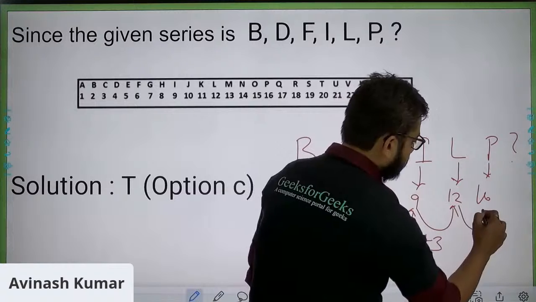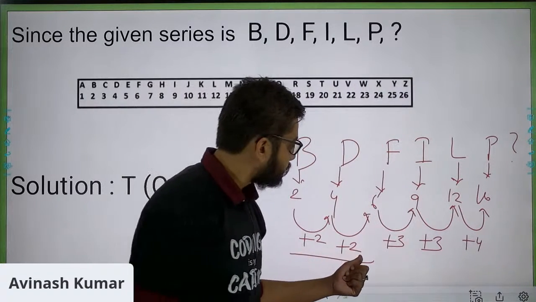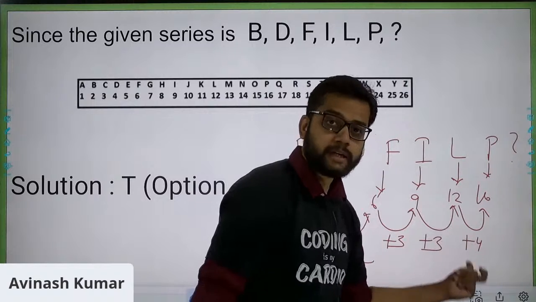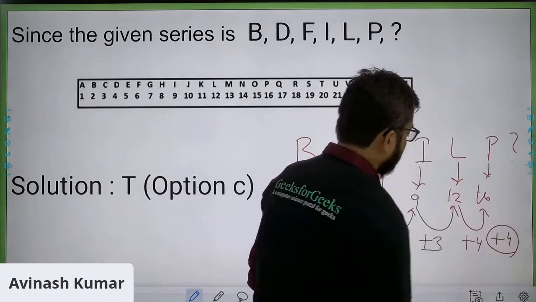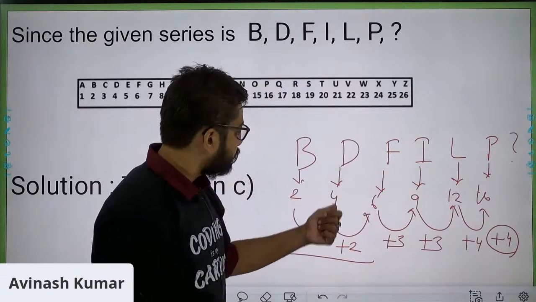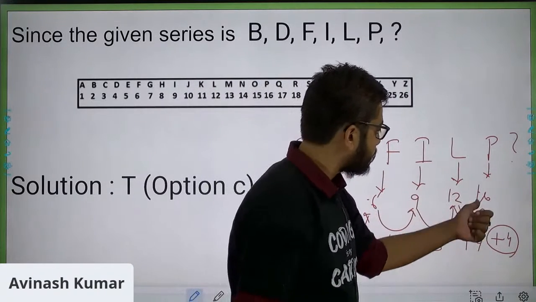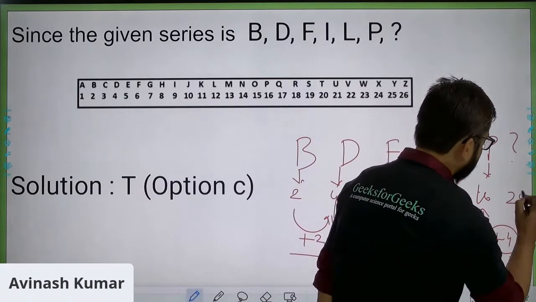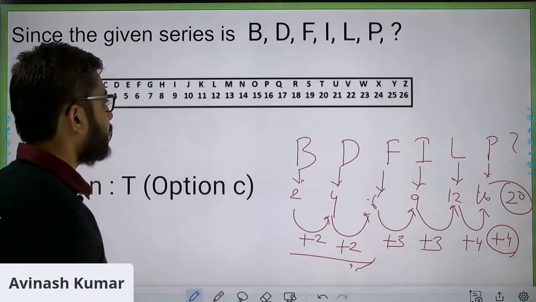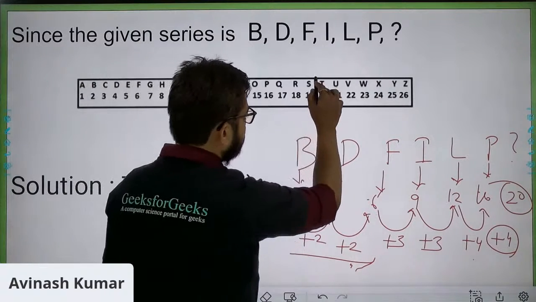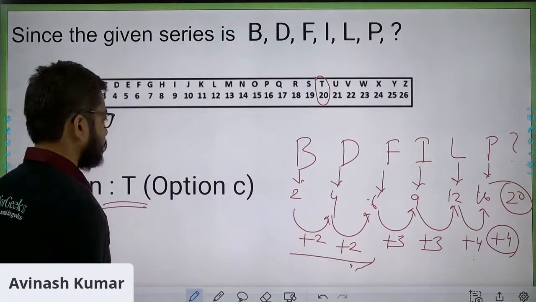Now 12 and 16 is like plus 4. So the pattern is plus 2, plus 2, then plus 3, plus 3, then plus 4, and then again plus 4. Okay, so if I add, see, 2 plus 2 is 4, 4 plus 2 is 6, 6 plus 3 is 9, 9 plus 3 is 12, 12 plus 4 is 16, 16 plus 4 is 20. Okay, so the letter sitting exactly on the number 20, that will be our answer. Once you see that 20 is T, it's our option number C.